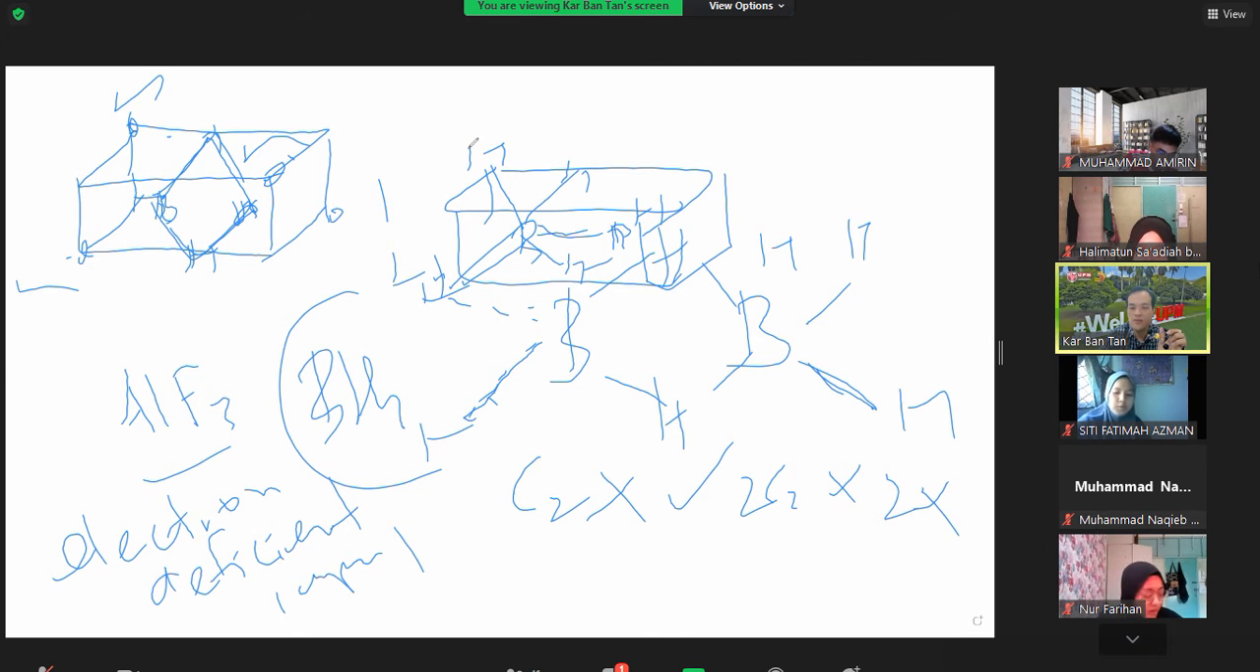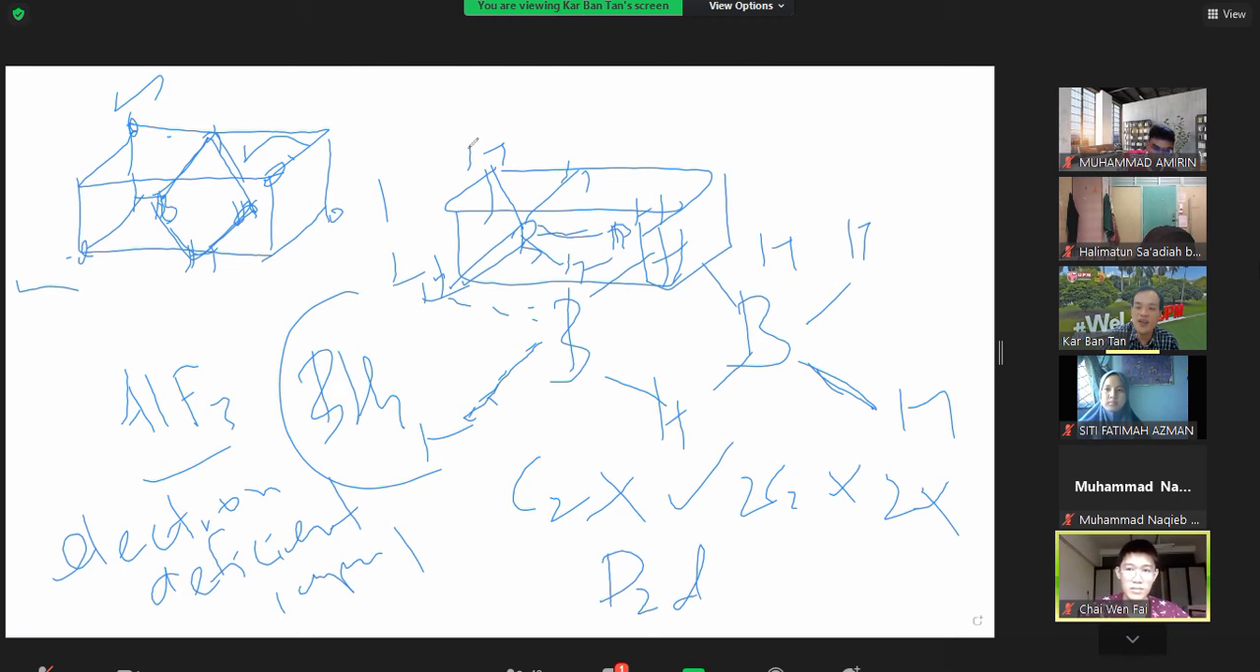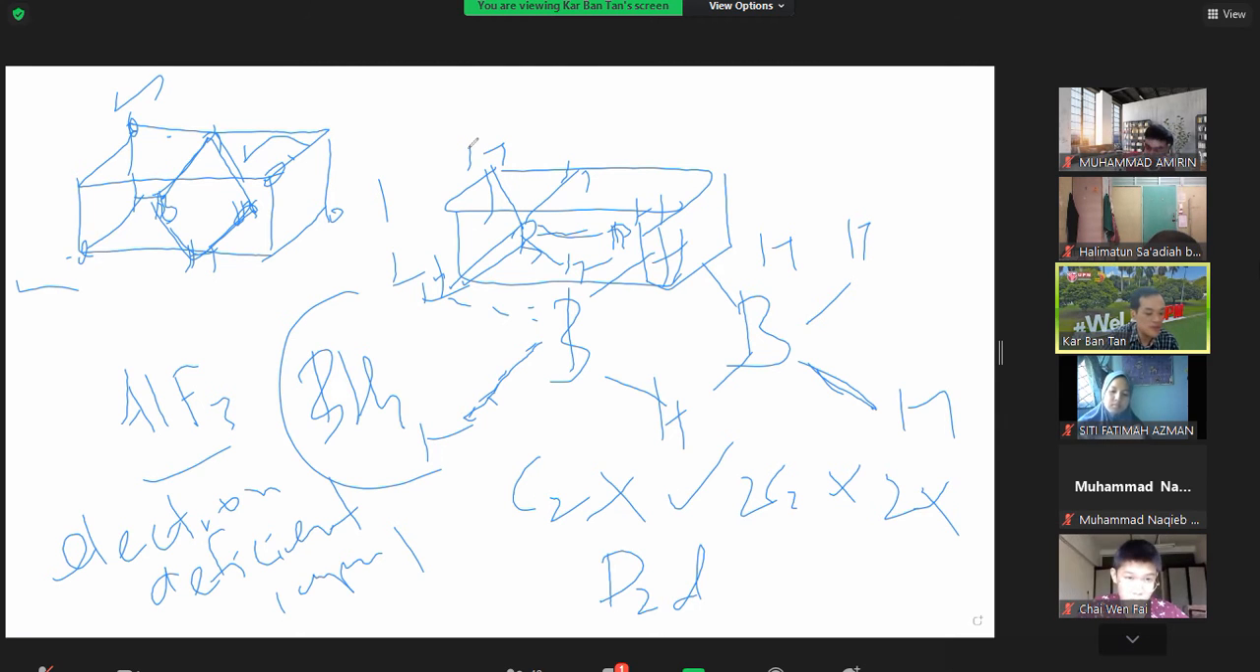The point group for this. We have C2 perpendicular, so this one will be D2D. Just now your H2CCH2, what is the point group? D2D also. Okay, so this one is quite similar. Okay, so now the next one.